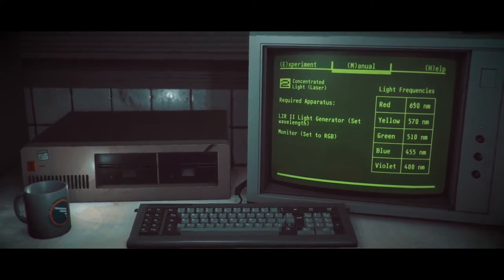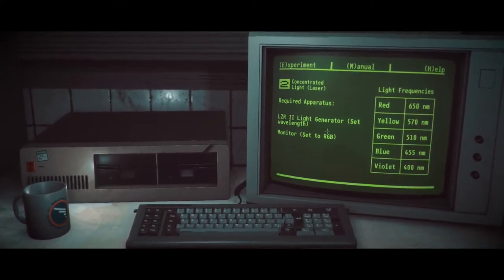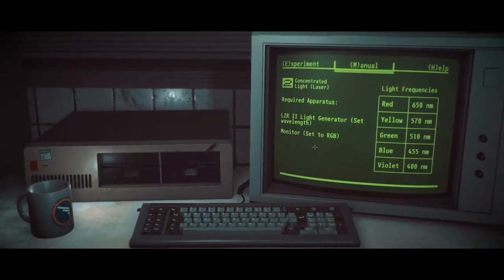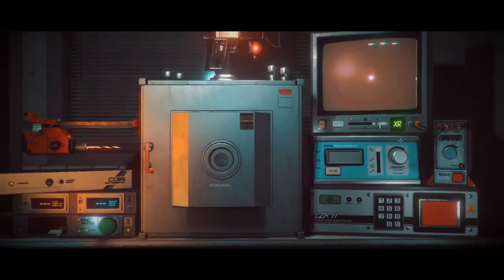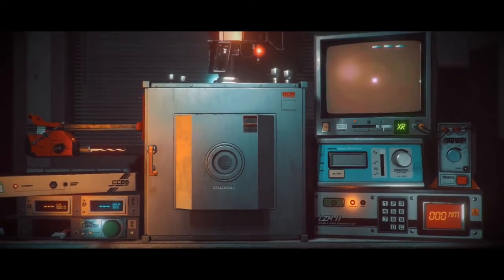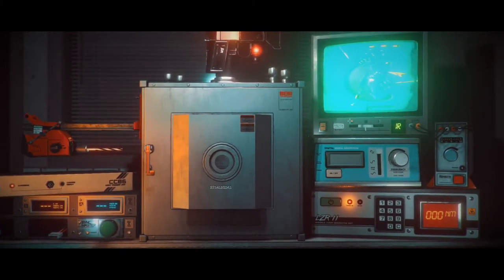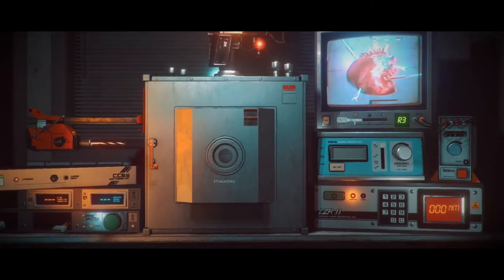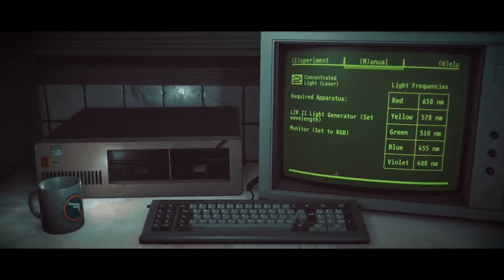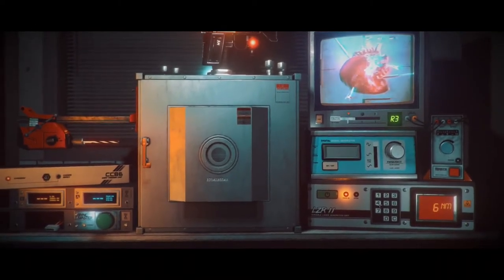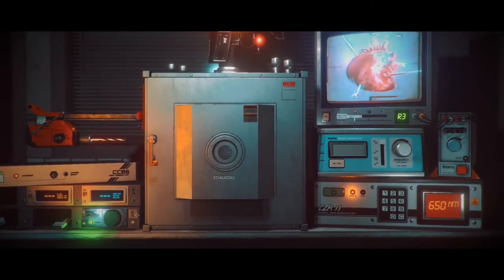Laser. Red. 650. Laser light generators set wavelength monitor set RGB. This thing? Is that it? R3? Okay, what did it want? What, 650? Yeah. 650. Hey, okay, cool.